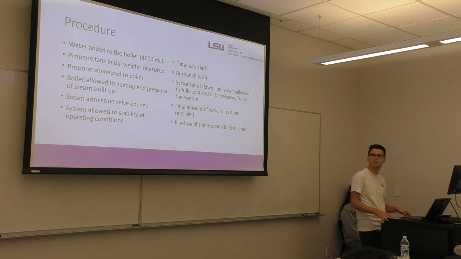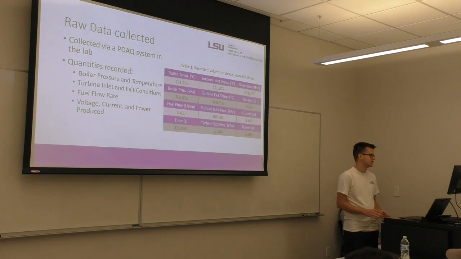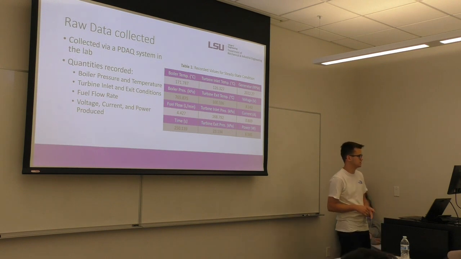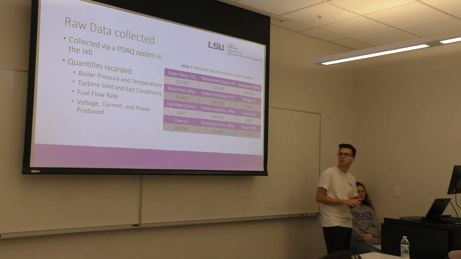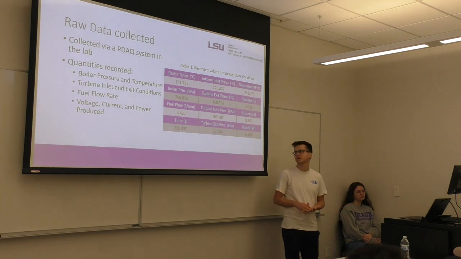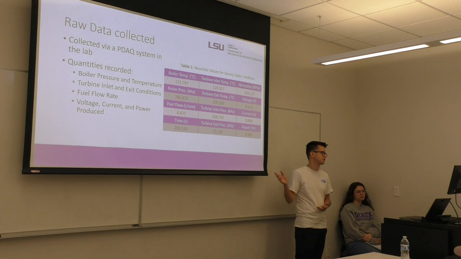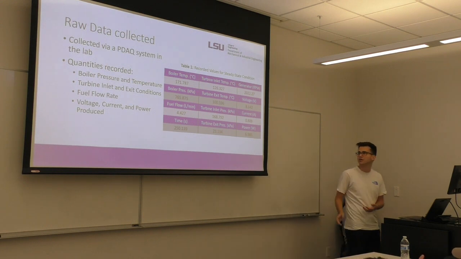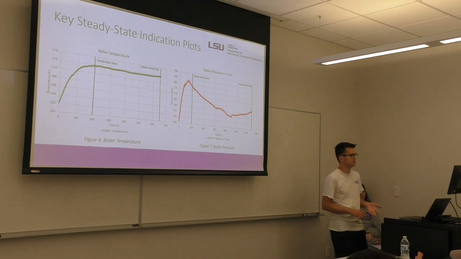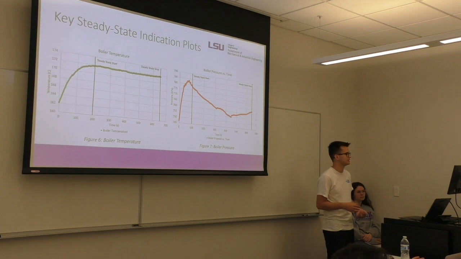So the raw data was collected via a PDAC system in the lab. The quantities recorded included the boiler temperature and pressure, the turbine inlet and exit conditions, the fuel flow, and the voltage, current, and power produced over the cycle. Shown here on the right is table 1, which shows all the data for the steady state point I chose to analyze the system at, which is at t equals 250 seconds, and I'll get to that in a moment. So the key steady state indication plots I have shown here, the others are in the appendix. If there's any questions, I can answer them after the presentation.